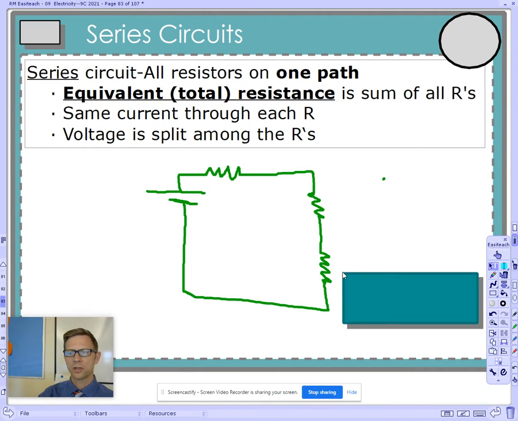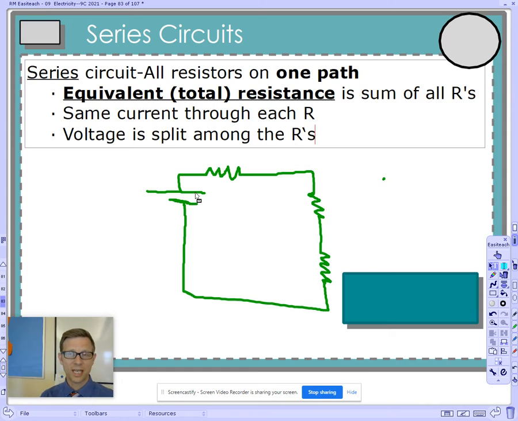That's where all the resistors are on one path. That means that the equivalent resistance, which is the total, is just adding them all up. It makes sense. If each of these resistances was 3 ohms, then you would look at this circuit and be like, yeah, the total resistance is 9 ohms, 3 plus 3 plus 3. What's not so obvious is the current doesn't somehow decrease as you go through each. It's just a constant current everywhere through the circuit.